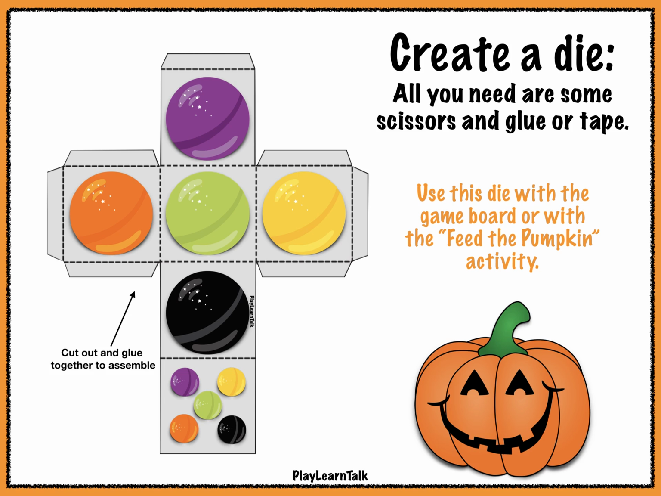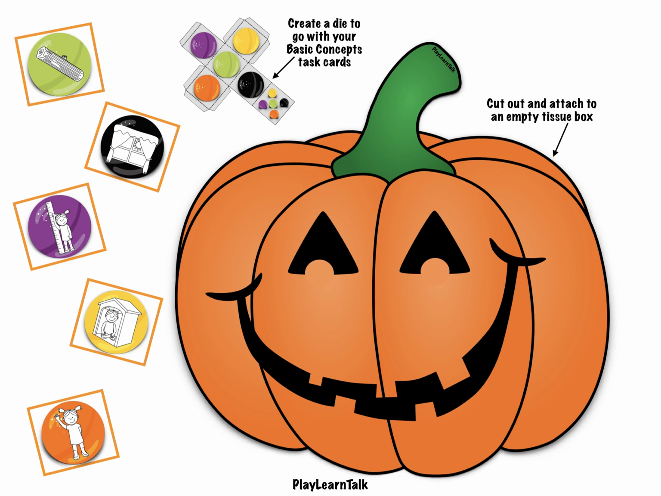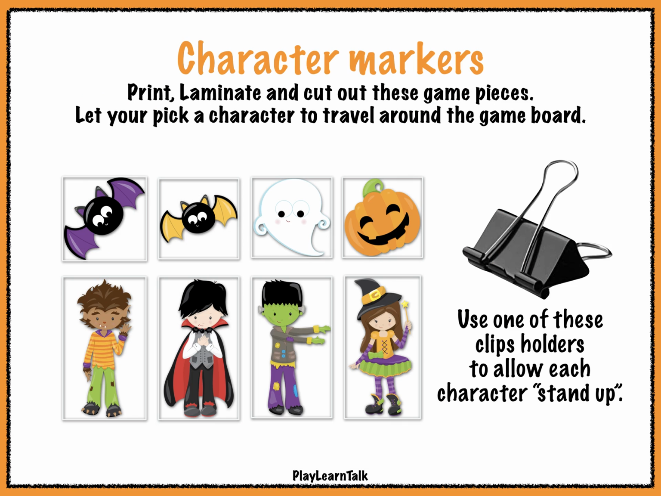And here's the die. You're just going to use the sheet to cut it out, and then on the dotted lines, you're going to fold them. And then I usually tape it together, and I also laminate it just to make it more durable and long-lasting. Here's the pumpkin. So you want to cut out this pumpkin from this sheet. And then here are the character markers.